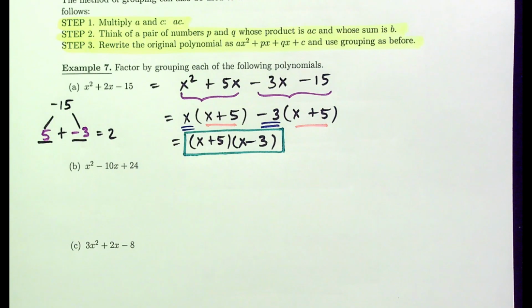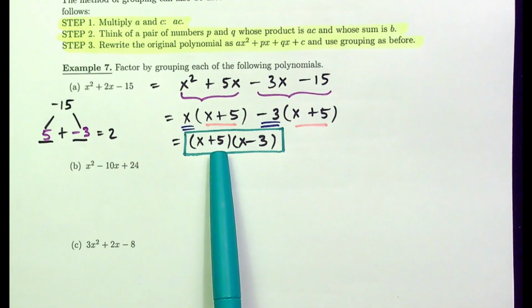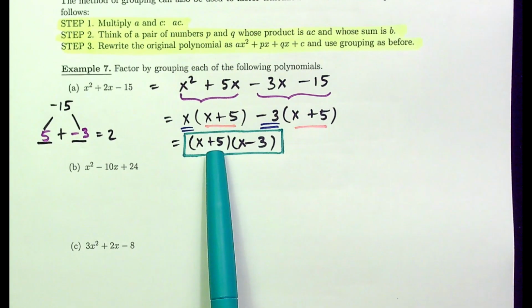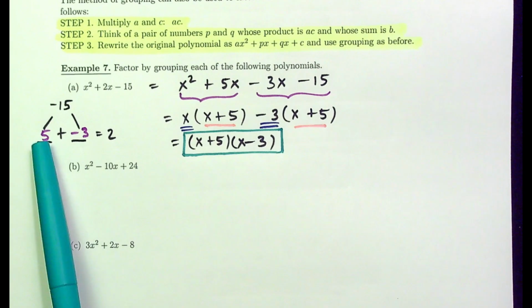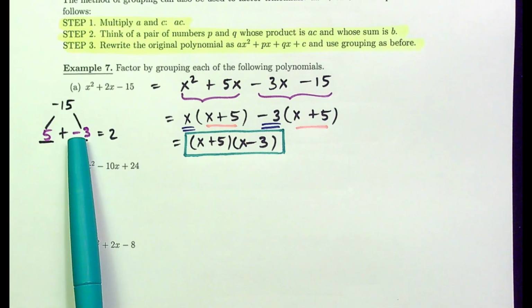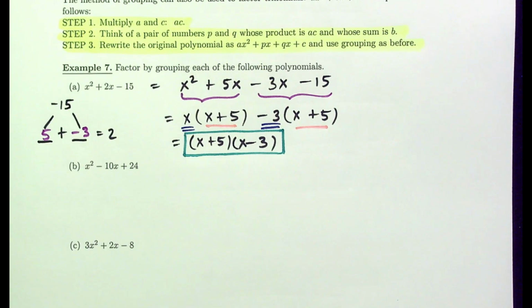So that's how the procedure goes. Note that you have positive 5 and negative 3, which are exactly the same numbers that we came up with here. So is that a coincidence? Or does that always work out that way?